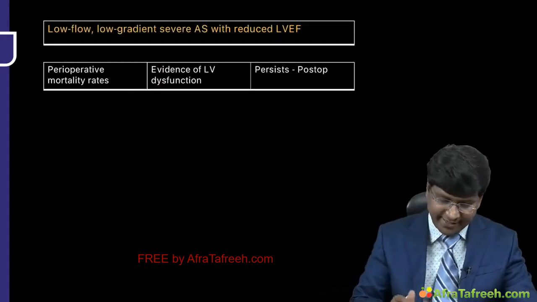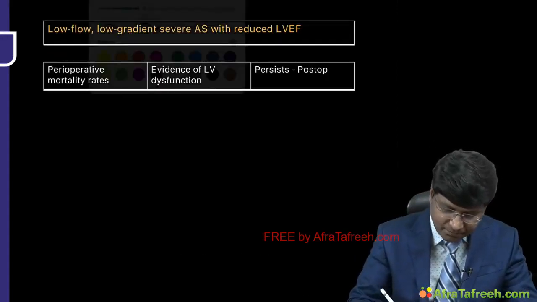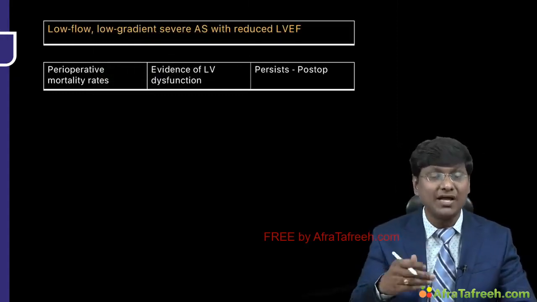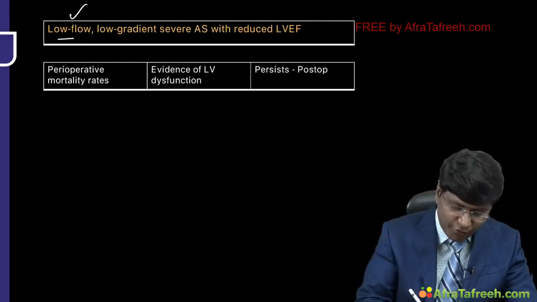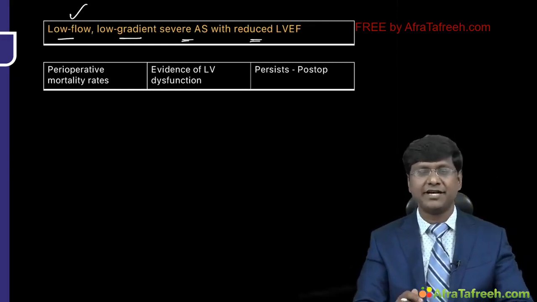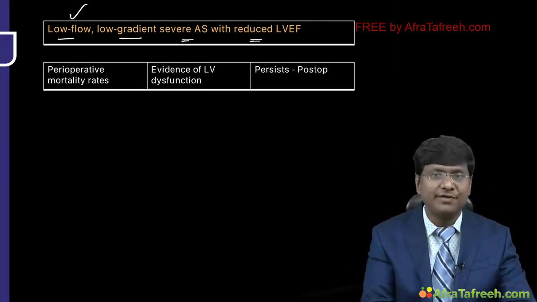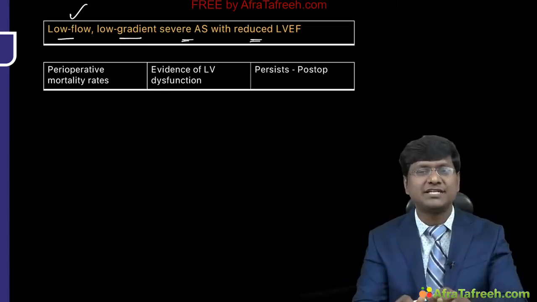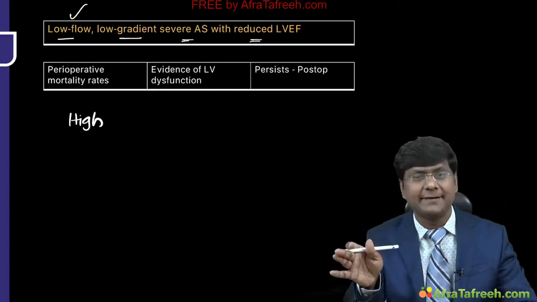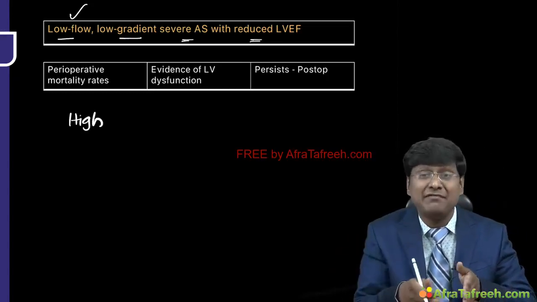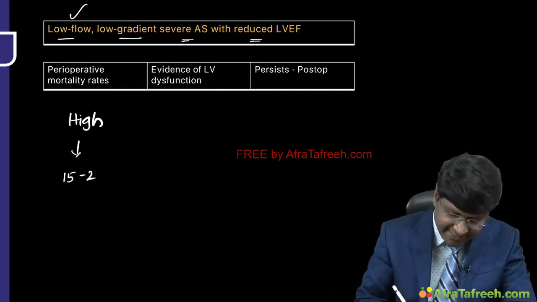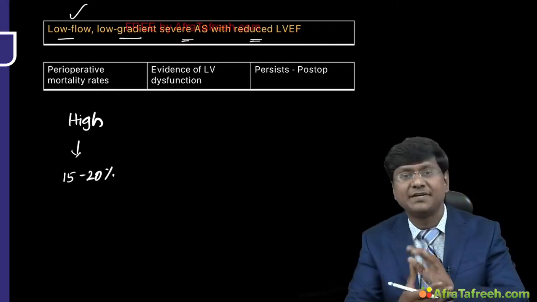Okay? Right. Next. Now, coming to the mortality rate or the outcome in patients with low flow, low gradient severe aortic stenosis with reduced left ventricular ejection fraction. Remember, in this group of individuals, low flow, low gradient with reduced ejection fraction, the perioperative mortality rate is very high. Why? Because the patient has LV systolic dysfunction. And how much is that mortality rate? That is nearly around 15 to 20%.